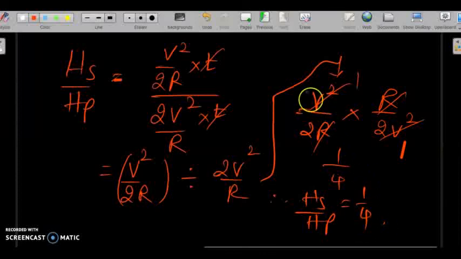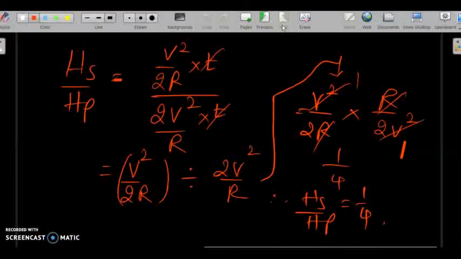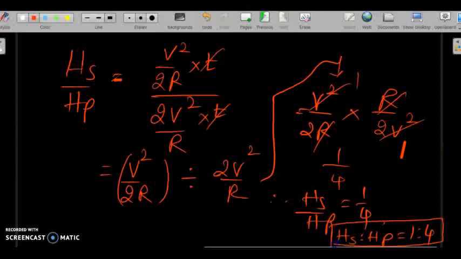So what is it asking us? What is the actual question? What is the ratio he asked? 1 by 4. So naturally it is 1:4. Therefore, Hs is to Hp equal to 1:4. So there we are, concluded that.